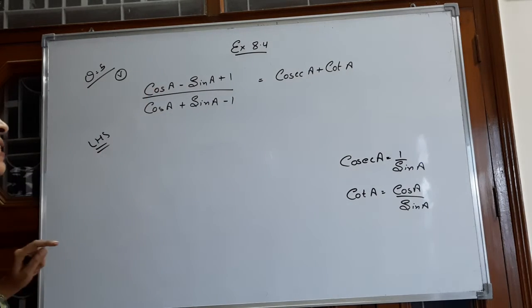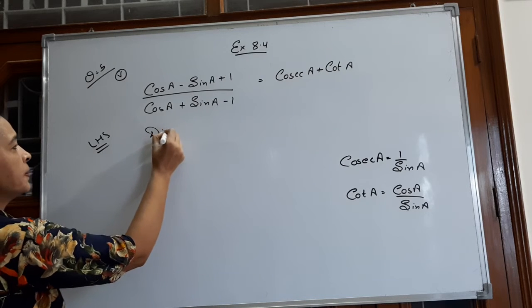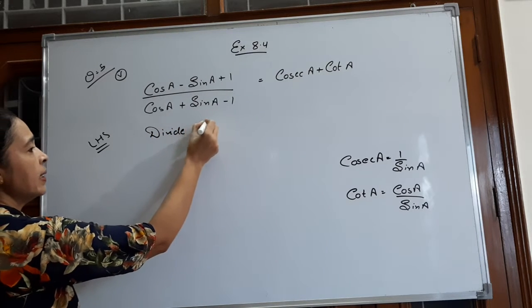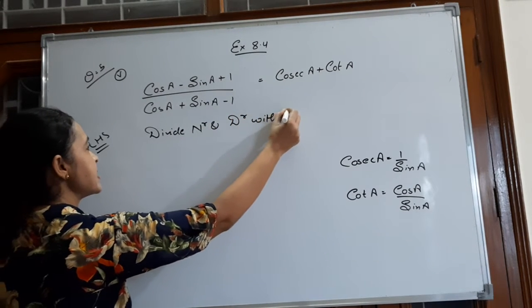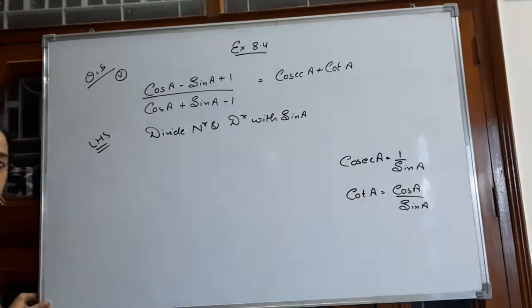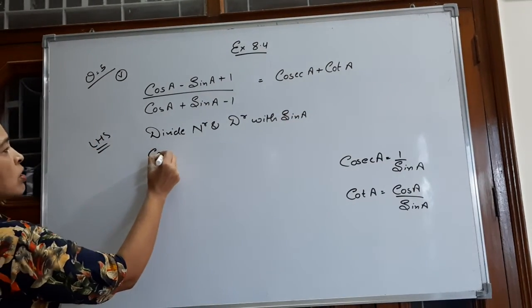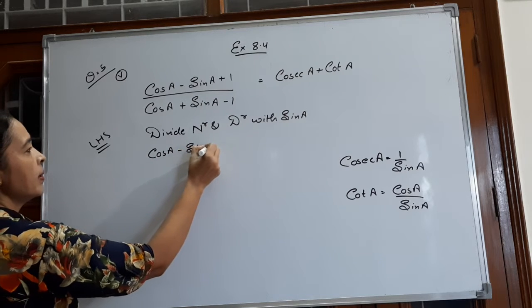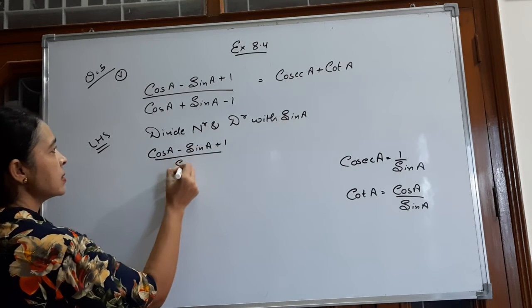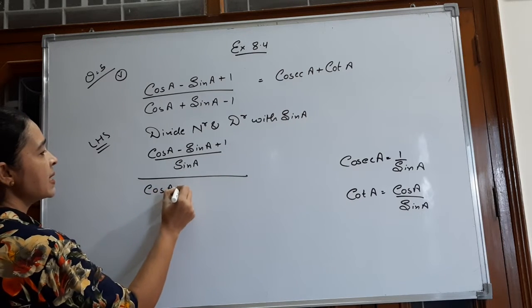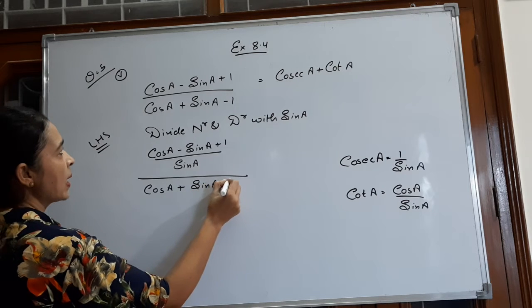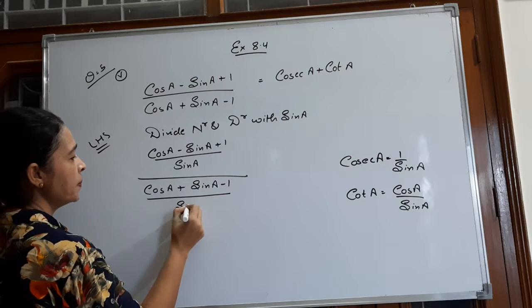We have cos A minus sin A plus 1. We don't have any cosec A and cot A. What we will do? We will divide numerator and denominator with sin A. Okay. We will write (cos A minus sin A plus 1) upon sin A, and (cos A plus sin A minus 1) upon sin A.